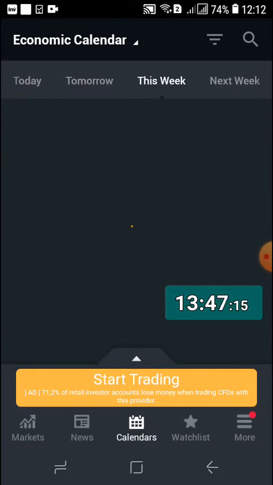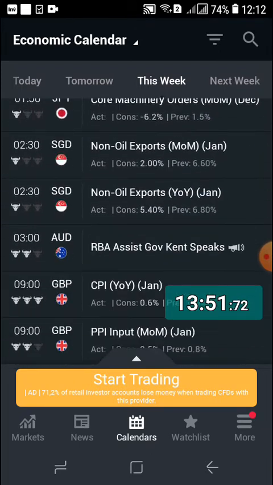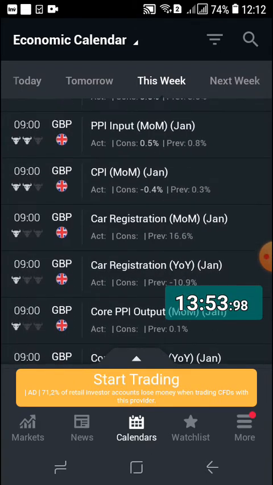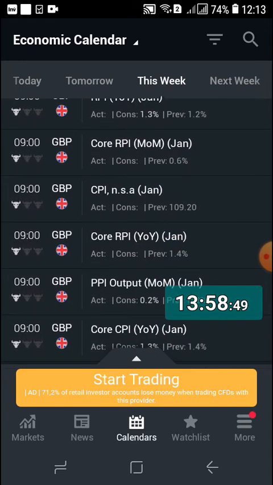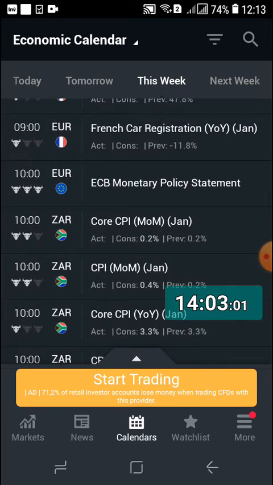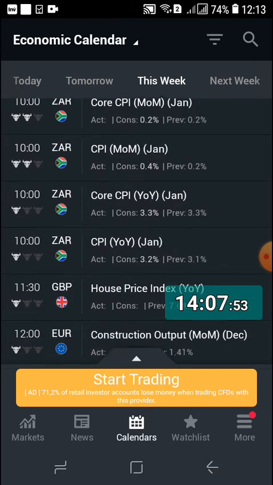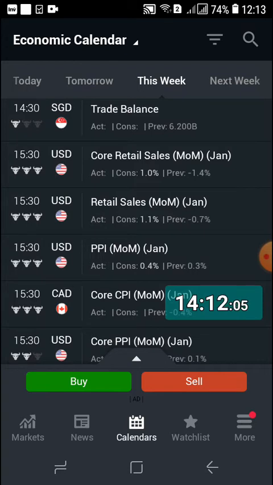Continuing, let me check this week. Tomorrow we have a GBP event, CPI, at 9 a.m. in the morning. Continuing throughout the day, we also have the ECB monetary policy statement, the Euro event. We also have core retail sales tomorrow. This is the event that I'm going to trade: USD core retail sales at 3:30.